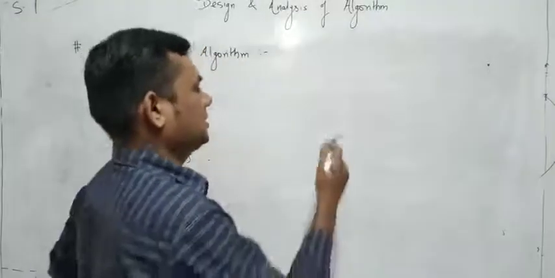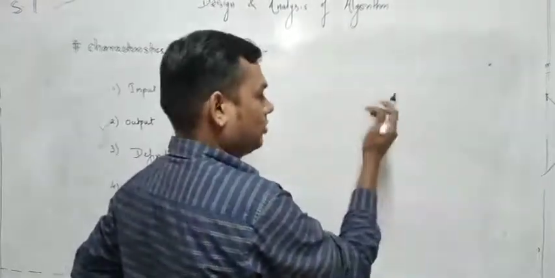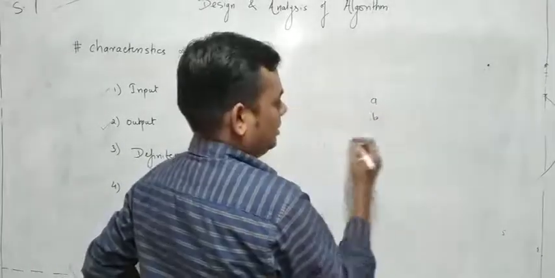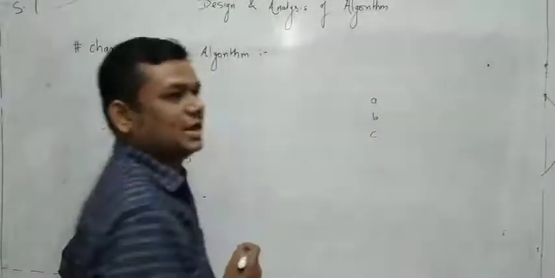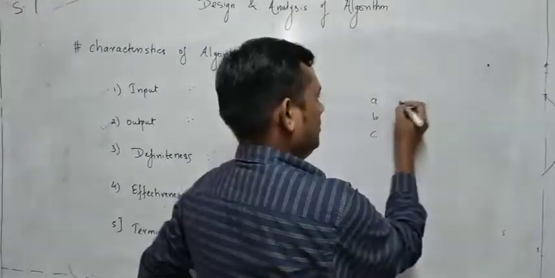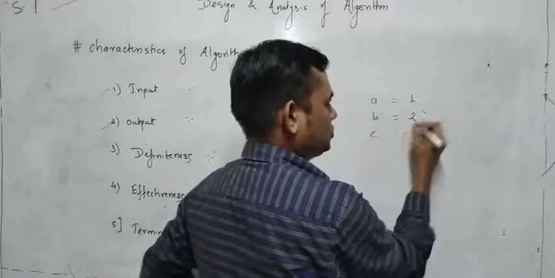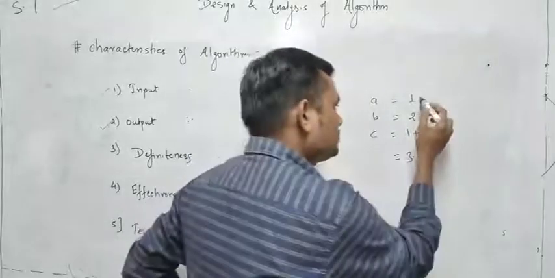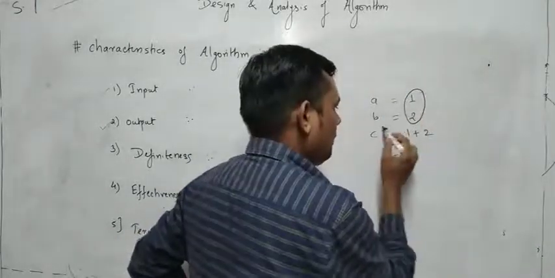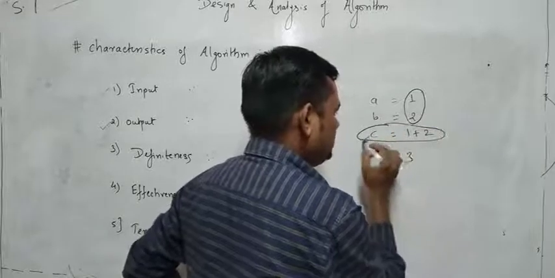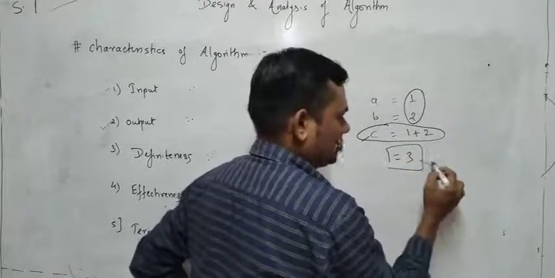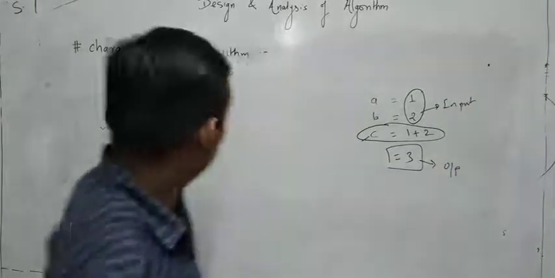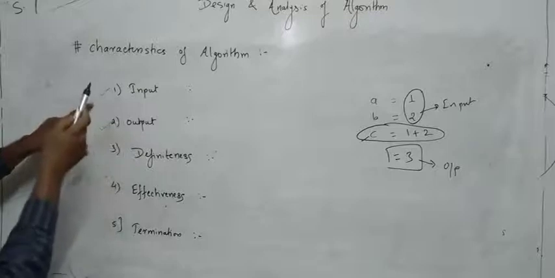For example, when you have to write a program or algorithm for addition of two numbers, at that time we define a and b, and lastly c. These are the three variables. If we take a as 1 and b as 2, then 1 plus 2 is 3. This is what the algorithm does. So for that purpose we require two inputs. We process those inputs and produce the result in the form of 3. That is the output, and that is the input. These are the characteristics of algorithm.